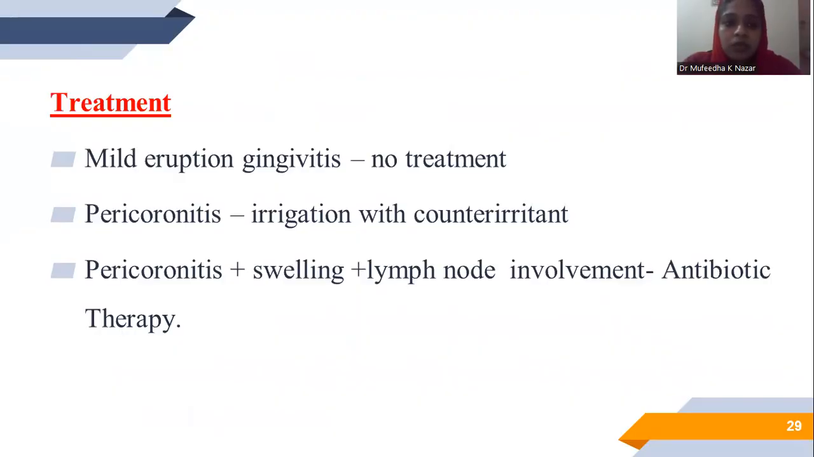Now coming to the treatment of eruption gingivitis. Usually eruption gingivitis is self-limiting, and thus mild eruption gingivitis does not require any treatment. If the eruption gingivitis progresses to pericoronitis, irrigation with a counter irritant should be done. And if the pericoronitis is associated with swelling and lymph node involvement, antibiotic therapy has to be initiated.